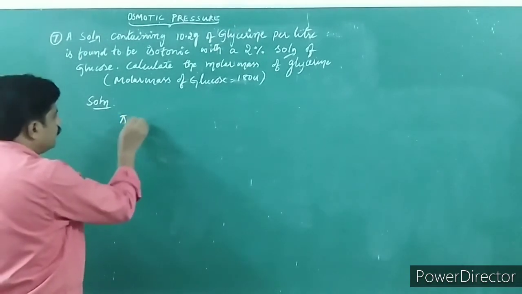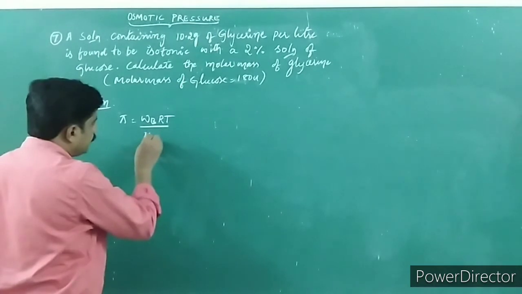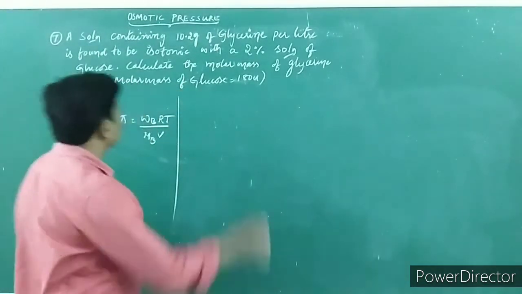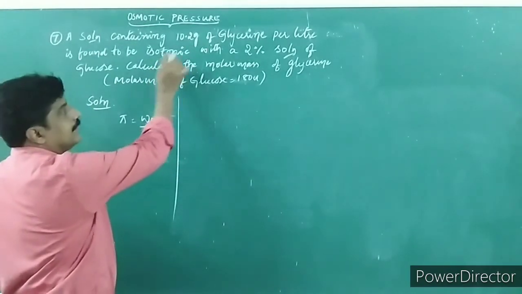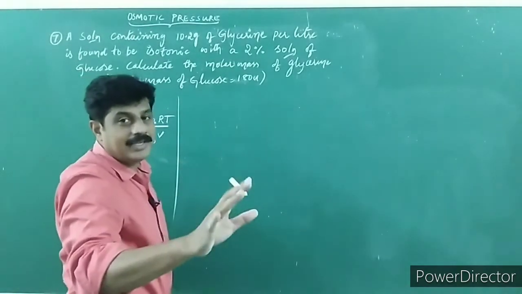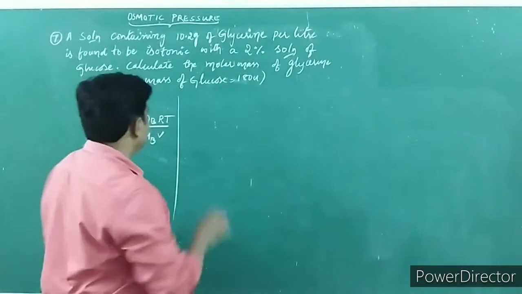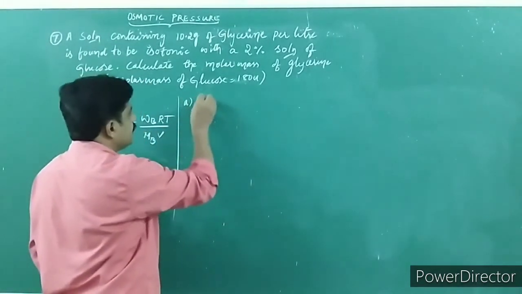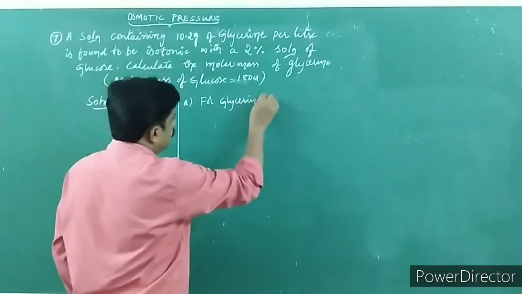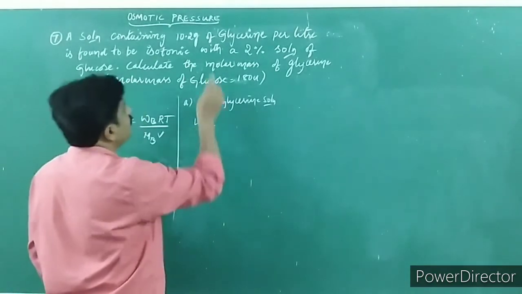Pi is equal to WB into RT upon MB into V, is it not? Now, what is the clue here? The clue is isotonic solution. That means the glycerine solution and the glucose solution are isotonic, which means they have the same osmotic pressure. Let me write for glycerine solution.